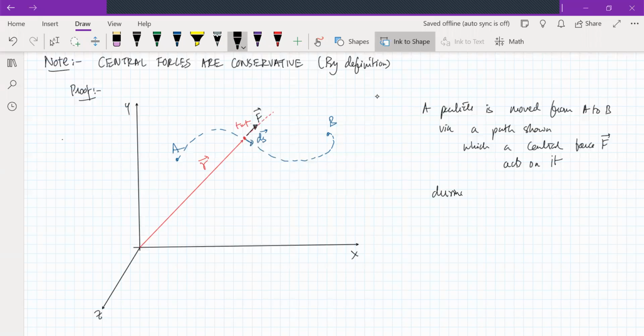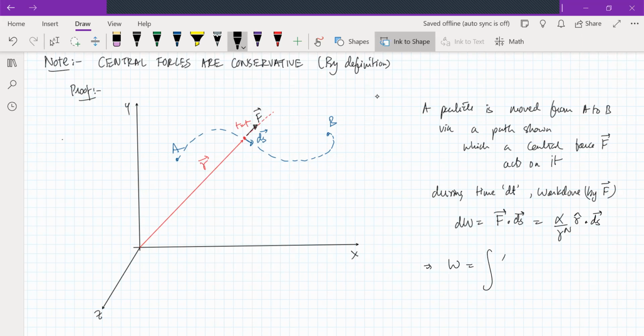During time dt, the work done by this central force is F dot ds. So that will be whatever constant divided by r to whatever power, into r cap dot ds, this kind of expression. So the total work done will be integration of alpha upon r to the power n into r cap dot ds.